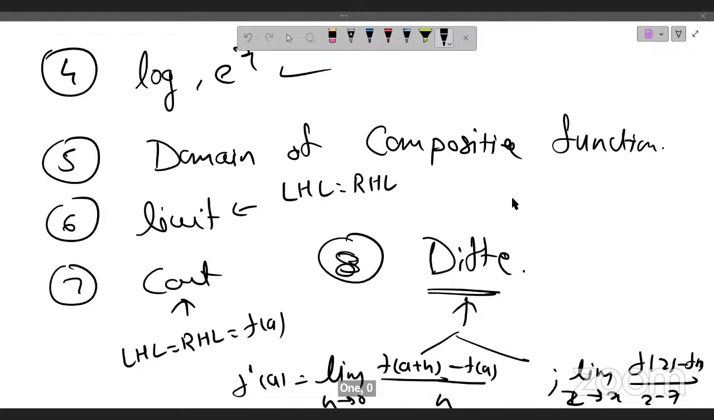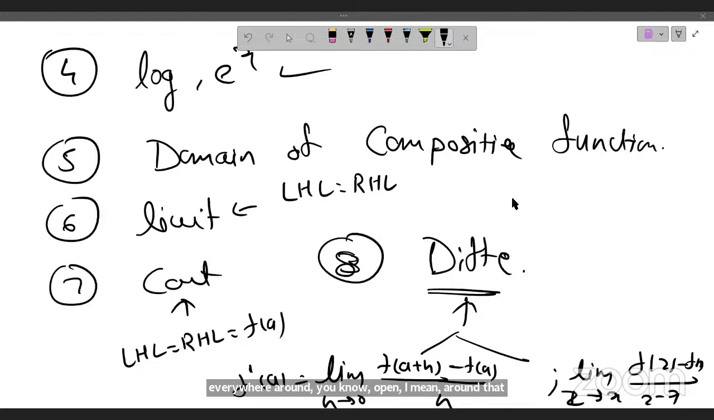Ma'am, but I have a confusion. I'm getting confused with the open circles and the closed circles. Closed circle means the function is defined at that point, that means f of 0 is equal to 0. And if it is an open circle, that means the function is not defined exactly at that point, but it is defined everywhere around that point.